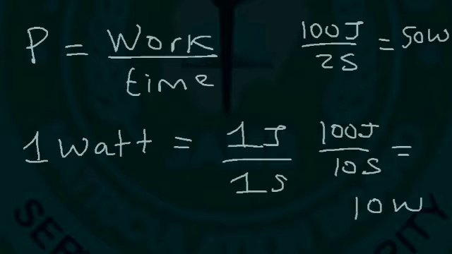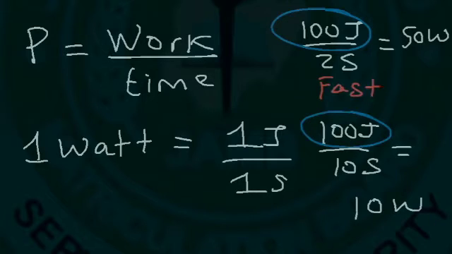Now, these two systems, they're doing the same work. They're transferring the same amount of energy, but the first system is faster. It can transfer 100 joules of energy in 2 seconds. The second system is slower. It transfers 100 joules, the same amount of work, but in a longer time, 10 seconds. So power is the rate of energy flow. If you can transfer energy at a faster rate, the power is greater. So power is work divided by time. But now, how does power relate to voltage, current, and resistance?